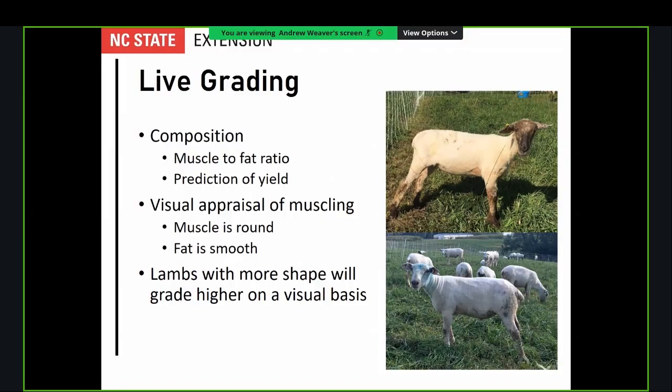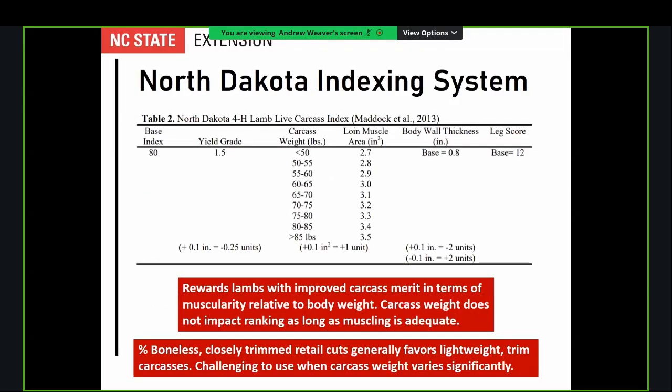So that's a little bit of an overview of the grading system, both from a yield standpoint and a quality standpoint. I have a few slides here that we'll move into, discussing more specifically the carcass contest and how the ranking was done. I used the North Dakota indexing system, and there are some pros and cons with how lamb carcasses are evaluated and ranked in these carcass contests.